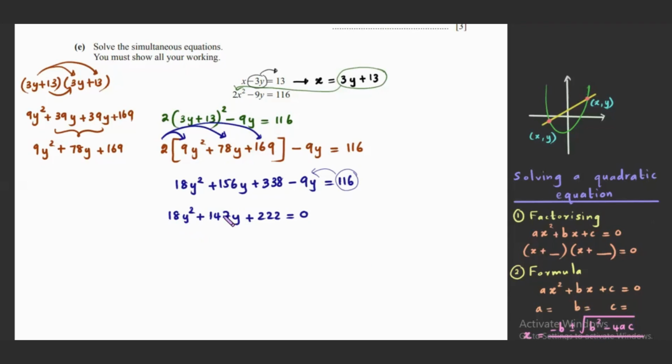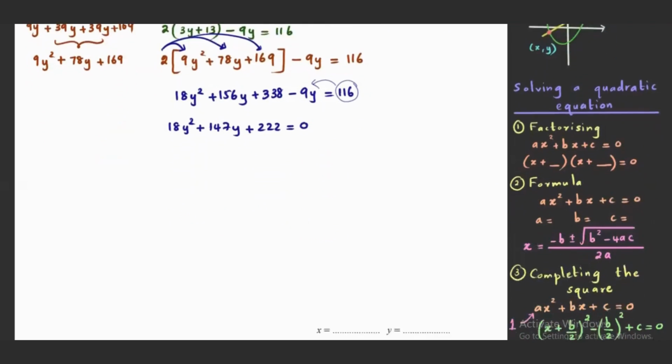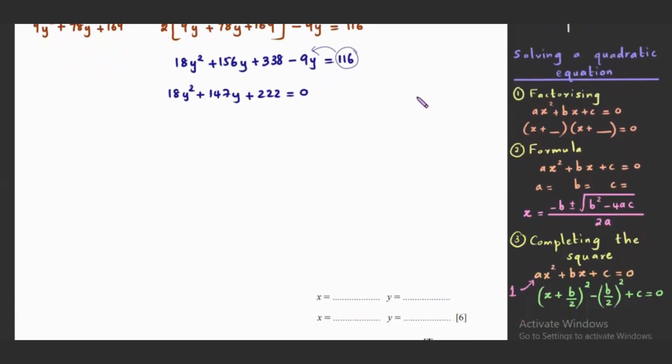Now, when we consider this equation that is given, this is a quadratic equation because as you can see, the variable y that we have here has a highest power of 2. So I can make use of the quadratic formula to solve it, or I may solve this quadratic equation by using the factorizing method or the completing the square method. The easier one is the formula method. So I'm going to substitute it into the formula and solve it.